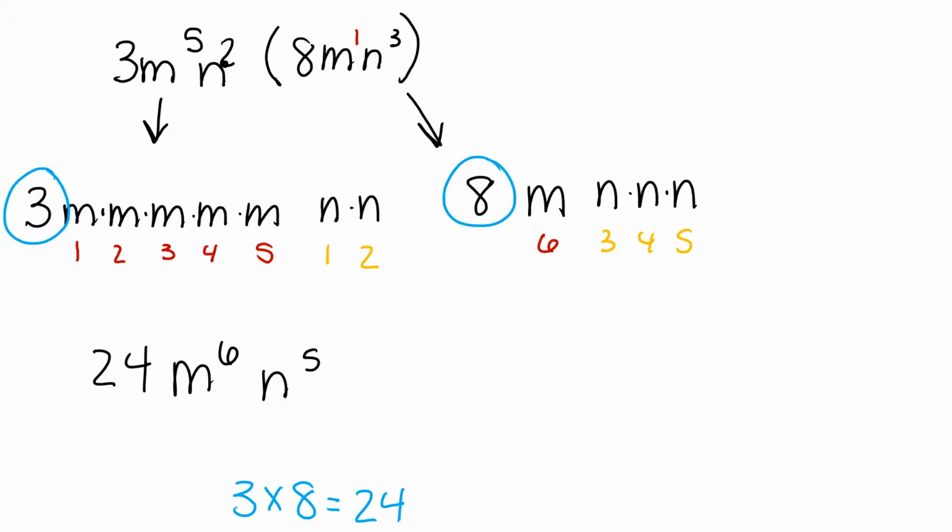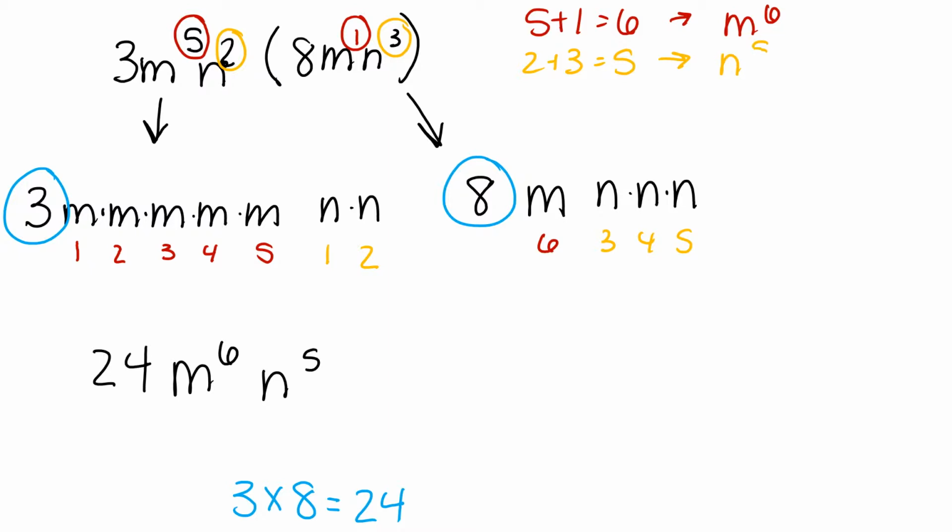Keeping with our shortcut, we add the exponents where the variables are the same, our base numbers being the same. So m to the 5th and m to the 1st. 5 plus 1 is 6, meaning m to the 6th power. With our n base numbers, 2 plus 3 is 5, giving us n to the 5th. And our coefficients being multiplied, 3 times 8, which is 24, giving us the coefficient 24. 24, m to the 6th, n to the 5th.